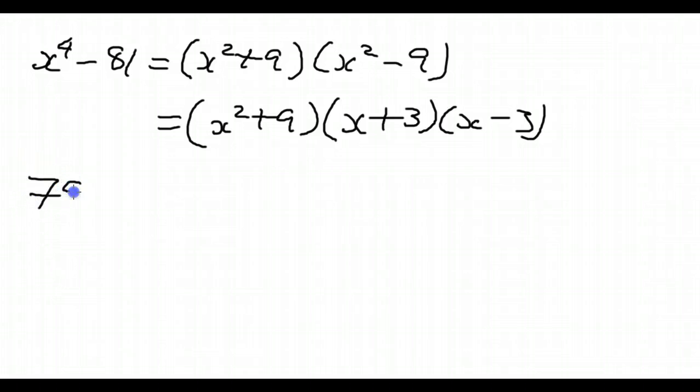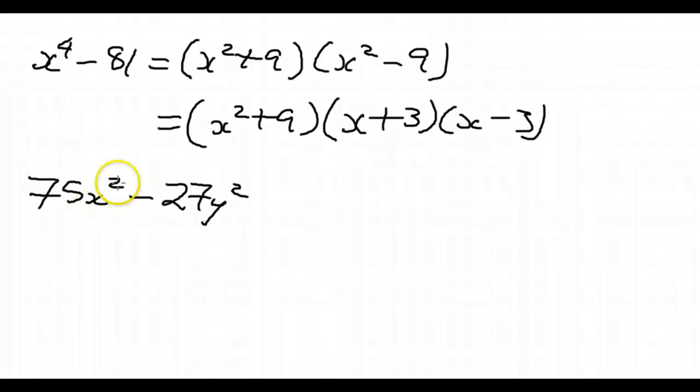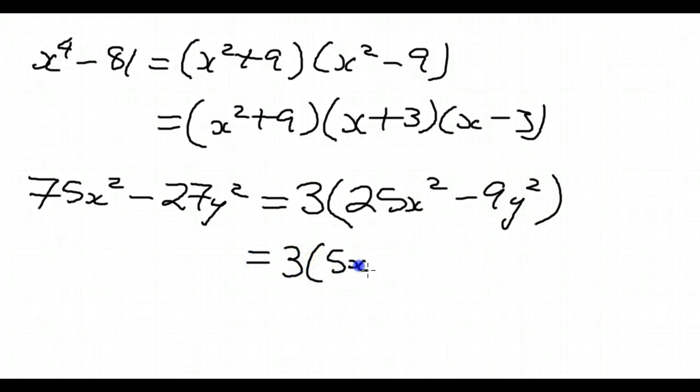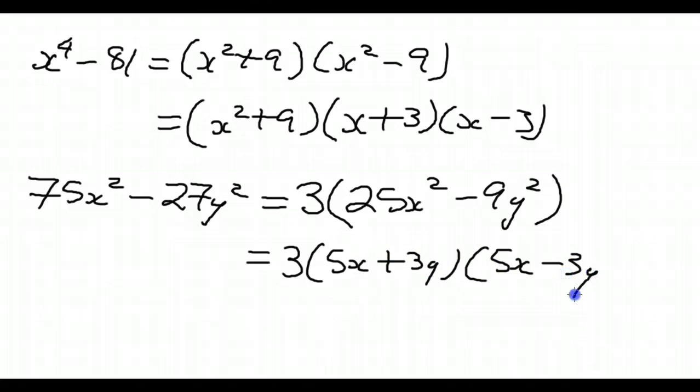How about 75x squared minus 27y squared? Does this have a square root? Well, the x squared does, but the 75 doesn't, and nor does the 27. There are no square roots. But they're divisible by 3. Giving me 25x squared minus 9y squared. And this has a square root, 5x. And this has a square root, 3y. So the factorization, 5x plus 3y, 5x minus 3y.